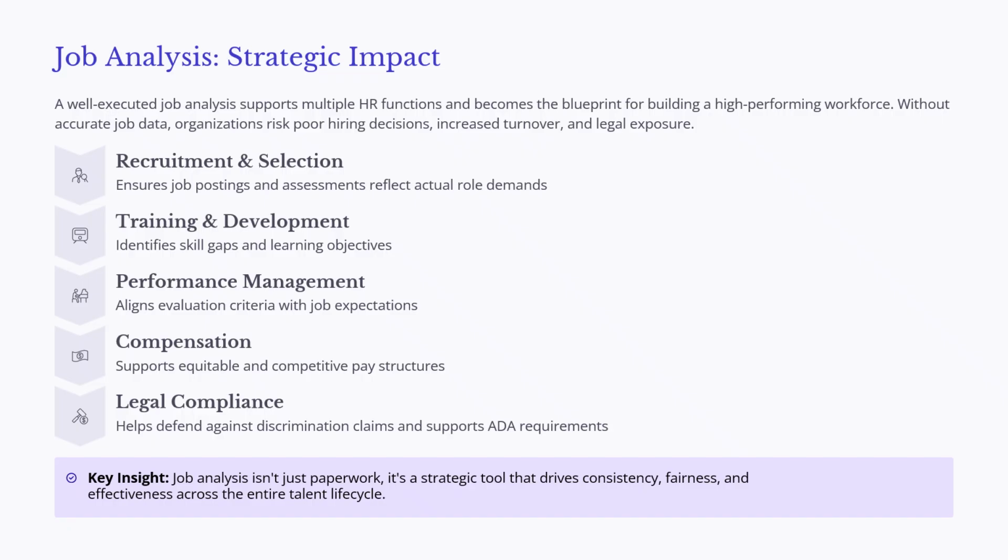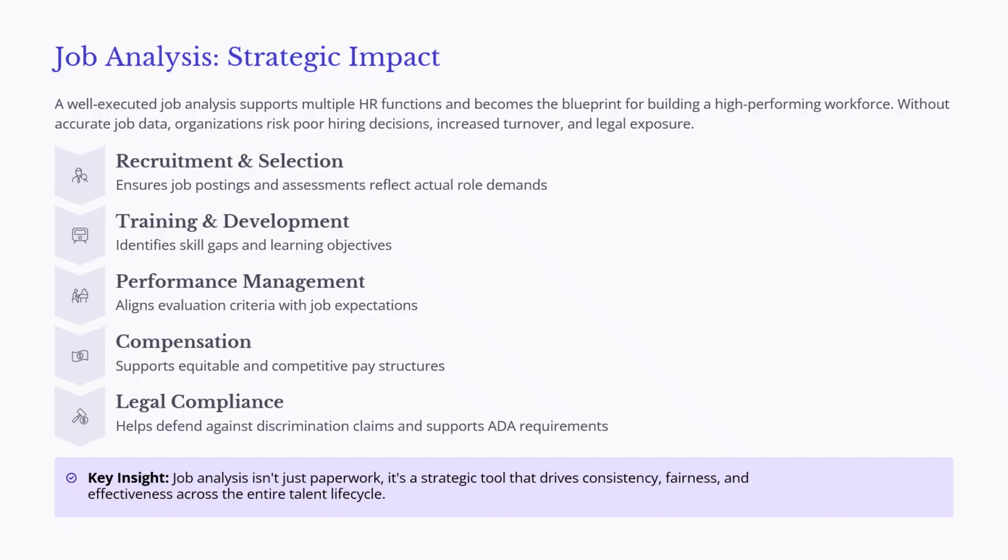Well-executed job analysis supports multiple HR functions. The first one is when you have a proper job description and a review of job analysis, your recruitment and selection process is much easier. It ensures that job postings and assessments reflect the actual role and the demands. For training and development, this helps identify the skills gap and learning objectives for someone to be successful in the role and/or for us to retrain or improve our current workforce to the demands that are coming into the future.